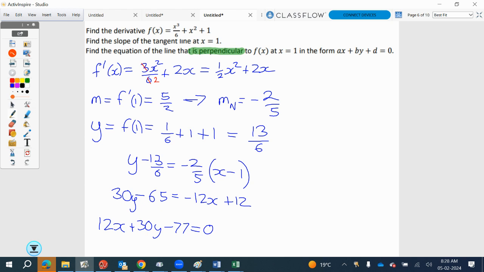These numbers in this format have to be integers. So when you have that format, you have to turn them into integers.